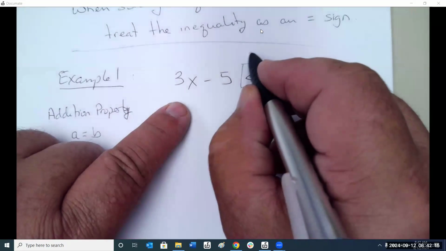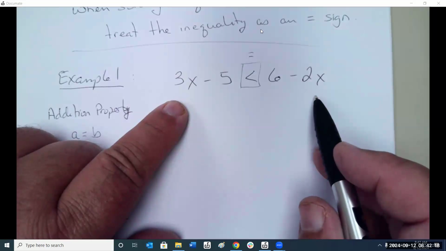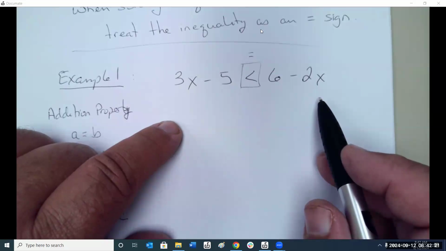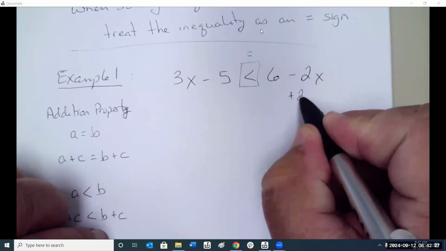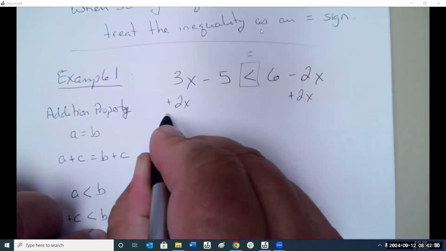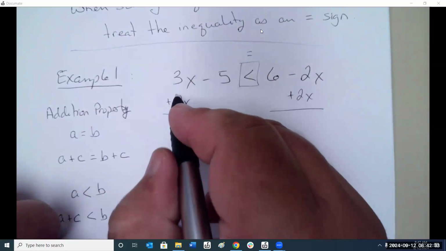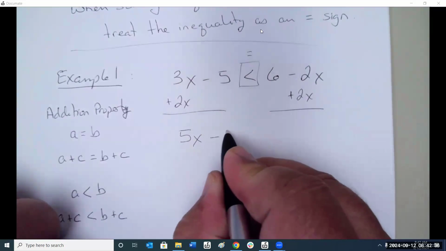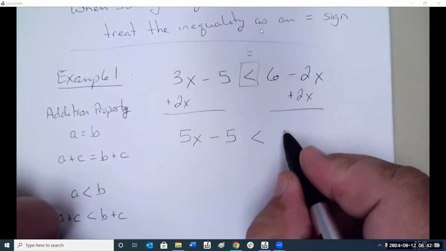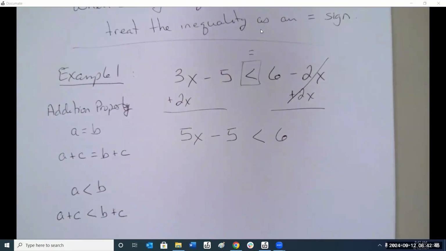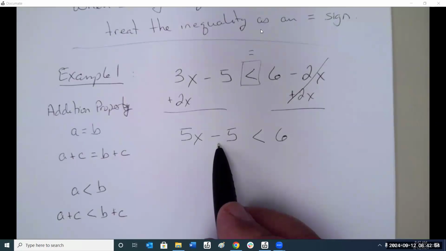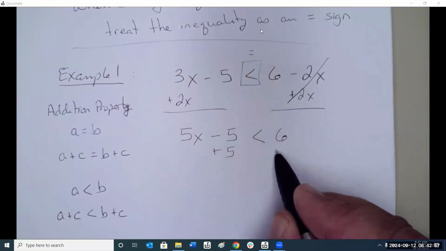So if we change this to an equal sign, how do we solve this one? Yeah, so if we have x's on both sides, move the smaller to the larger. Add 2x to both sides. 3x plus 2x is 5x minus 5 is less than 6, because those cancel. Again, the addition property is still, whatever you do to the left side, you gotta do to the right. Now I have to get rid of the what? The 5. Get rid of the 5 by adding 5 to both sides.